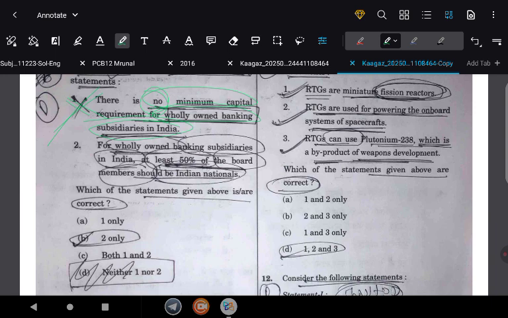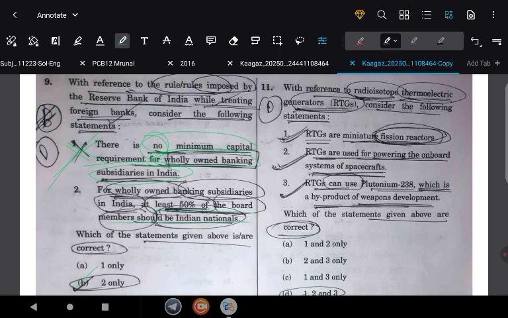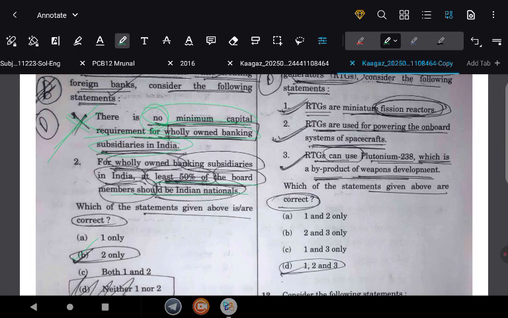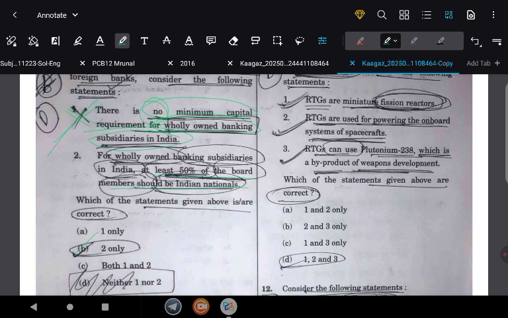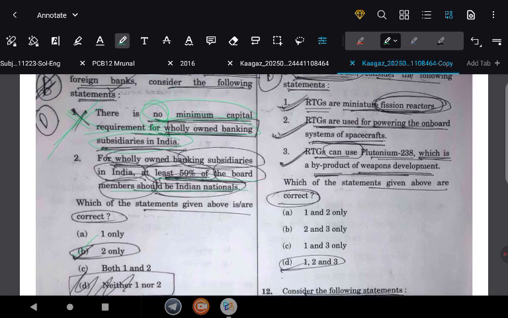Secondly, for wholly owned banking subsidiaries in India, at least 50% of the board members should be Indian nationals. I was really confused with respect to the statements. I had read it that yes, at least 50% of the board members should be Indian nationals, and I had even ticked this option, but it does happen in the exam. I was going to mark option B in the exam, but then at the last moment, I don't know what happened. I just developed jitters and I marked option D, and I got the statement wrong.